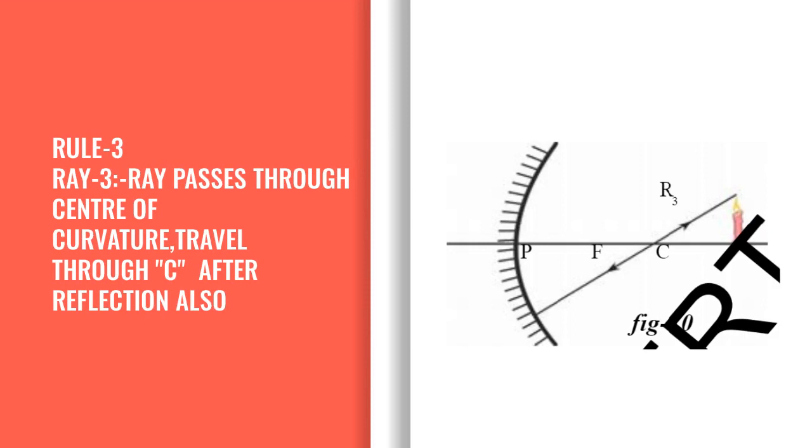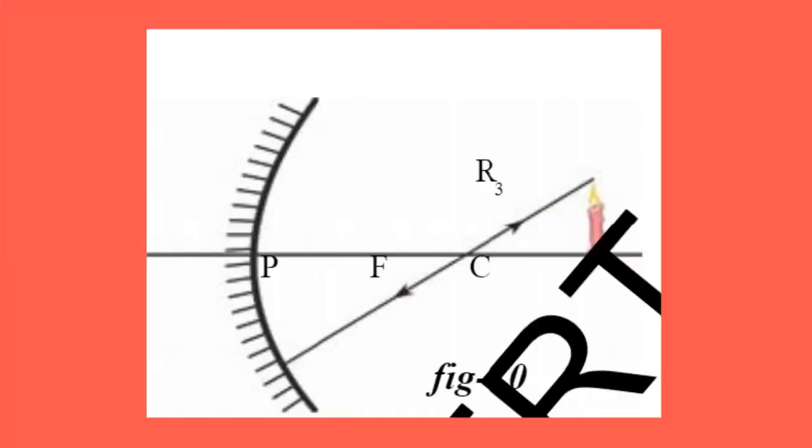Rule number 3. The ray that passes through the center of curvature, that is C, travels through C after reflection also. My dear children, observe here: the ray which passes through the center of curvature C travels through C after reflection also. Here, the ray which comes from the candle passes through C after reflection also.